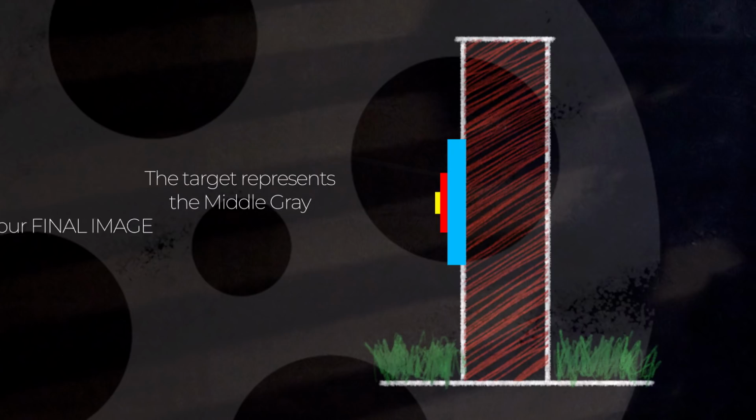Ultimately, we want Hawkeye to hit the wall. The question is where? Where on the wall do we want to paint our target for Hawkeye to aim at? The target represents the middle gray of our final photograph, or final image.